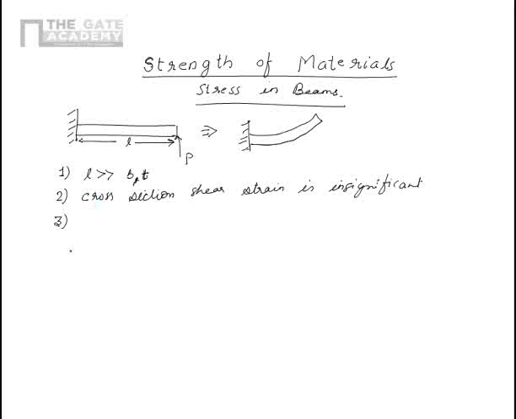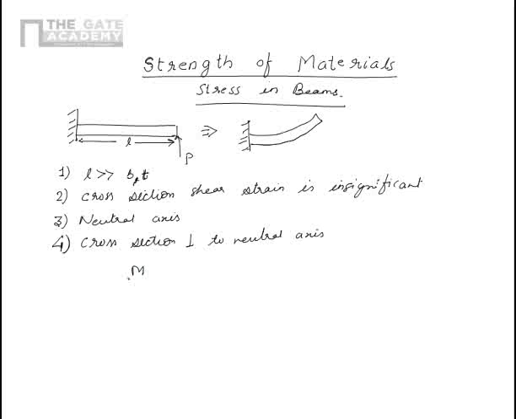The third assumption is that there is something called a neutral axis in the beam which doesn't have any stress or strain. Normally it lies at the center of the beam. And the fourth assumption is that the cross section remains normal to neutral axis before and after bending.